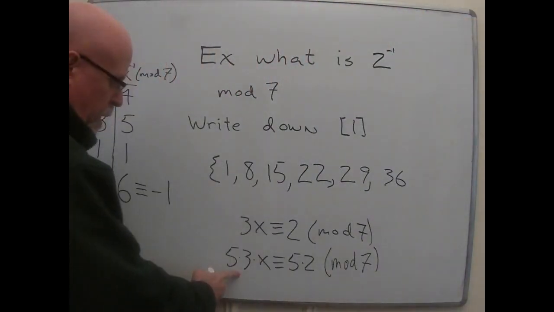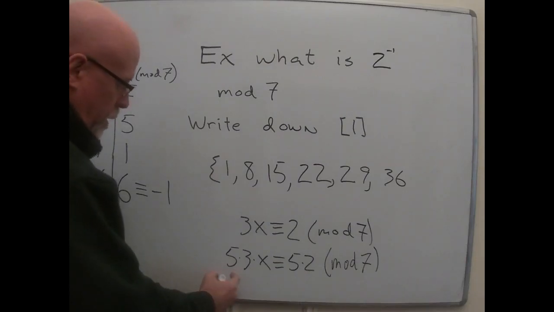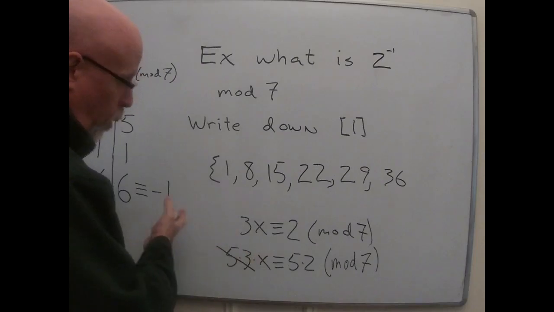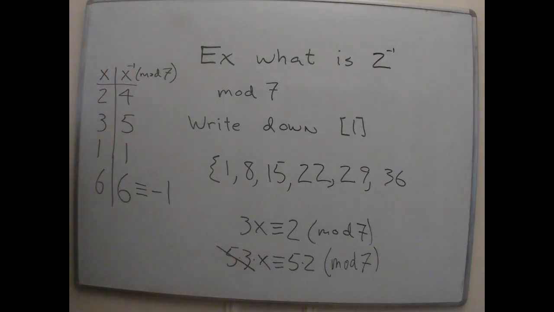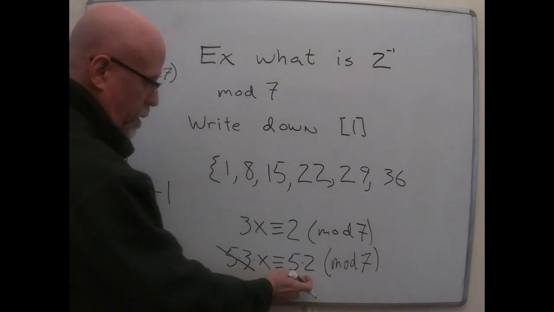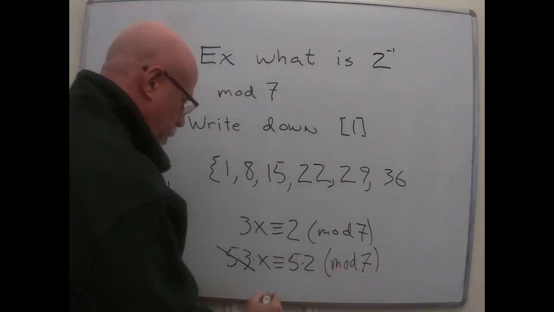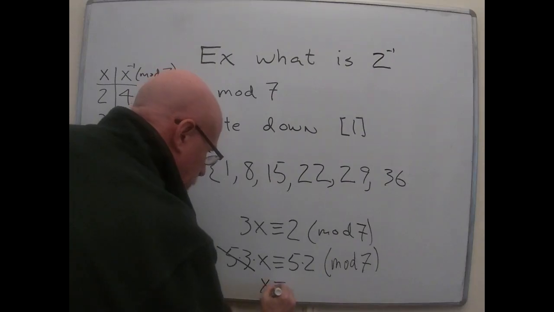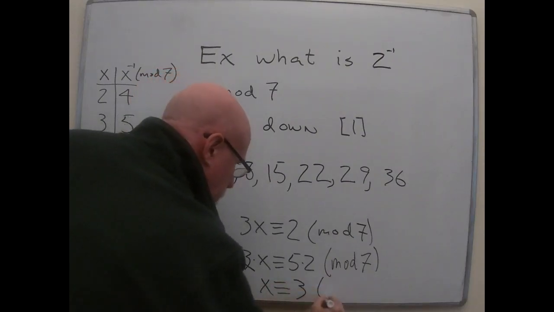Well, that's 15, but 15 mod 7 is 1, so that's just gone. That was kind of the point of multiplying by 5. And 5 times 2 is 10, but in mod 7, that's really 3. So we've got x congruent to 3 mod 7.